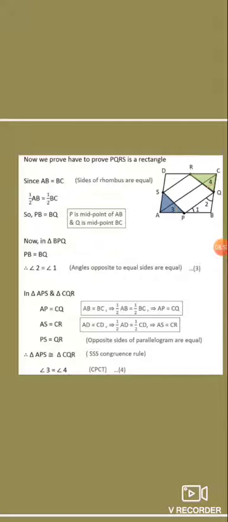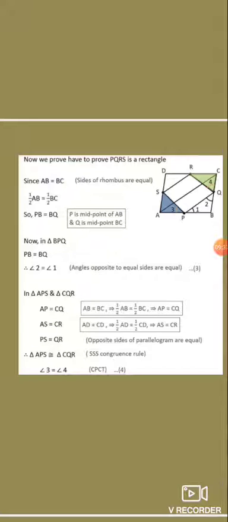Now we have to prove PQRS is a rectangle. For that, listen. Since AB is equal to BC, sides of a rhombus are equal. Now consider half of it. Half of AB equals half of BC. So PB, half of AB, is equal to half of BC, that is BQ, since P is the midpoint of AB and Q is the midpoint of BC. Now in triangle BPQ, PB is equal to BQ. Therefore, angle 1 is equal to angle 2. Angles opposite to equal sides are equal. Put equation number 3 there.